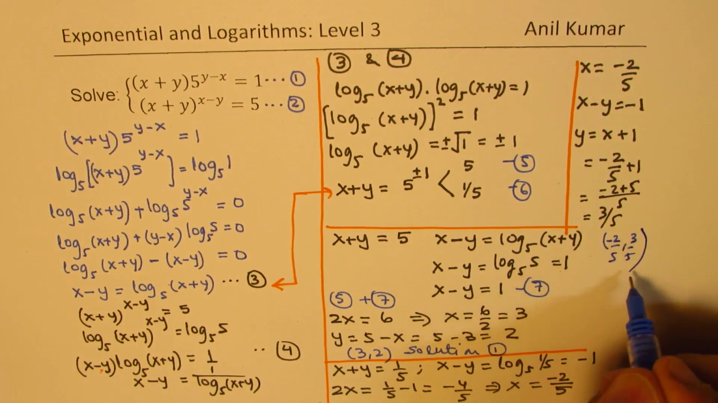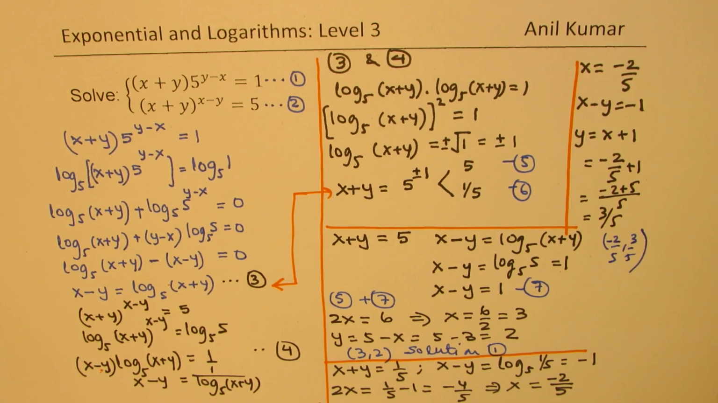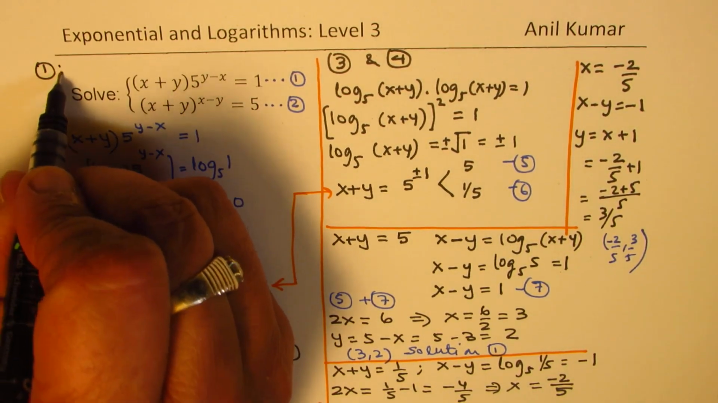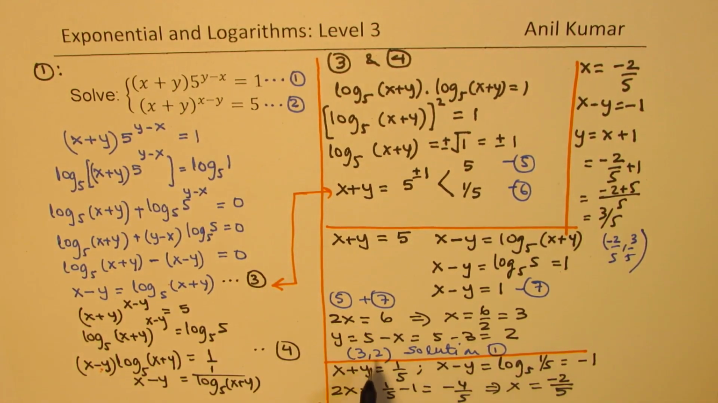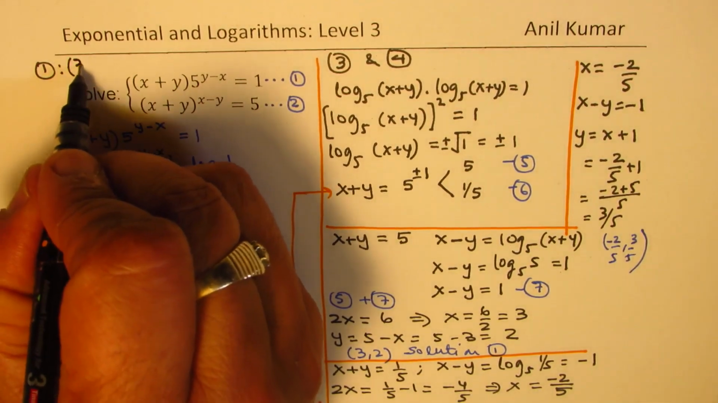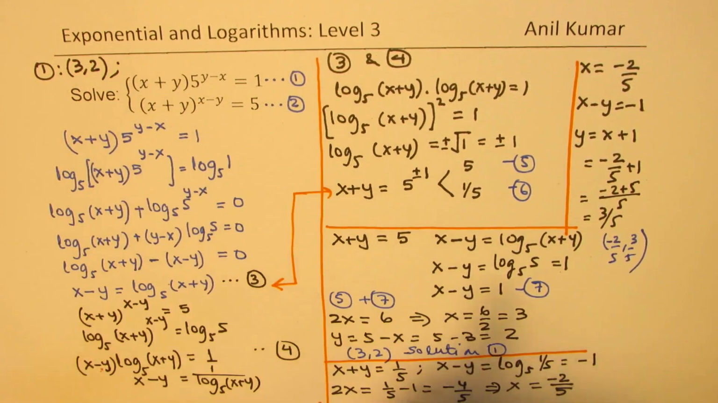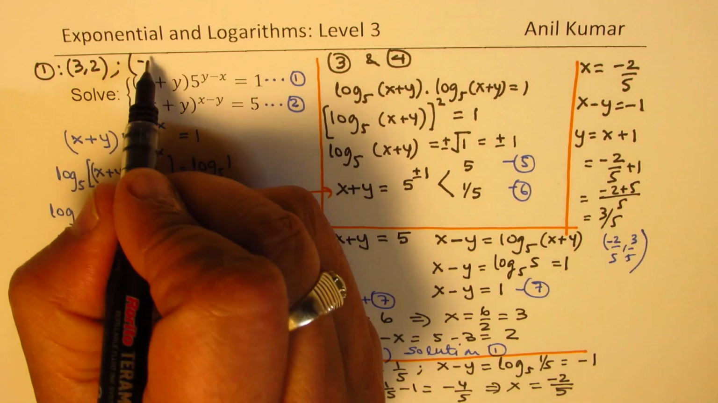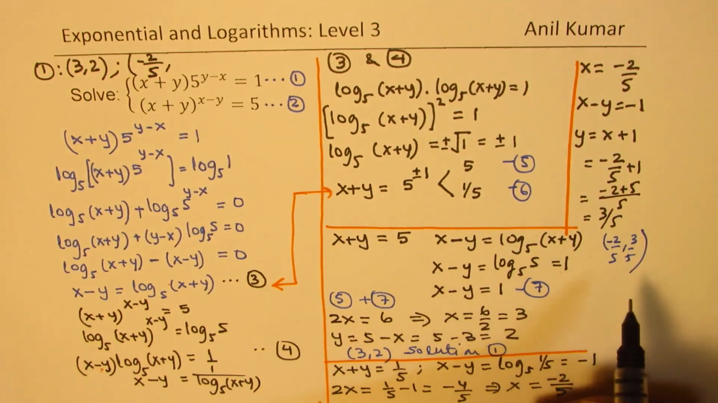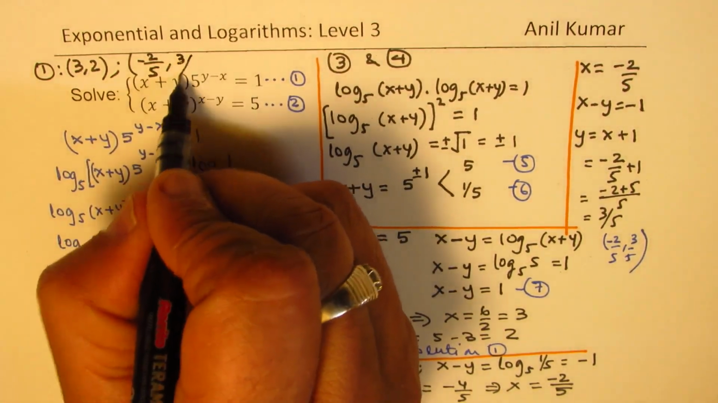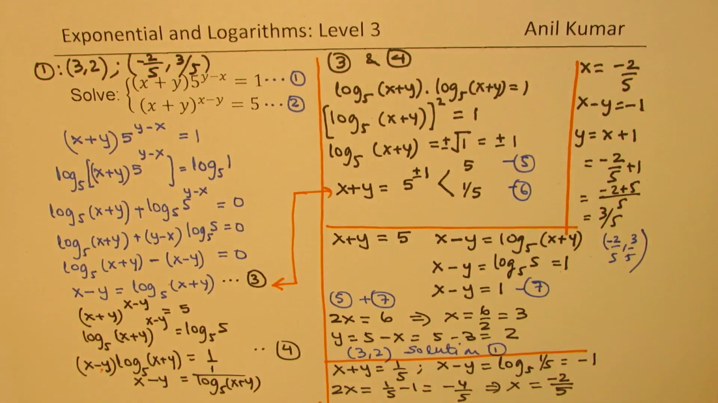Is that clear to you? So that is how we are getting the solution for this particular equation. So we have two solutions here. Solution 1 is the coordinate point 3, 2. And the other one is minus 2 over 5, 3 over 5. Is that clear to you, right?